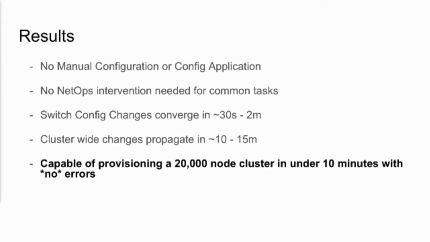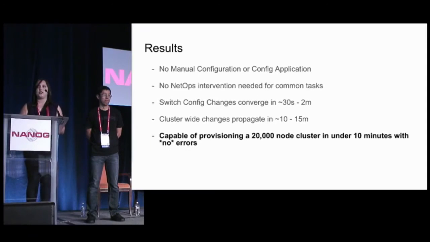And then cluster-wide changes can propagate in around 10 to 15 minutes. And that's something, as I mentioned, we can tune how many devices we allow out at a given time, so we can increase or decrease that as we see fit. So the big point here is that we are now capable of provisioning a 20,000 node cluster in under 10 minutes with no errors. It just comes up, it works, it's great.